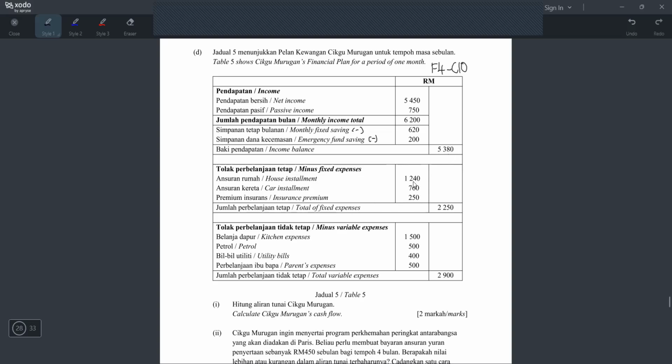Total fixed expenses. So I think this 2250 is this one plus this one plus this one, right? But in the end, you will take your 5380 kena tolak 2250, right? And then what about variable expenses? They put down all your variable expenses, and then the total variable is 2900.